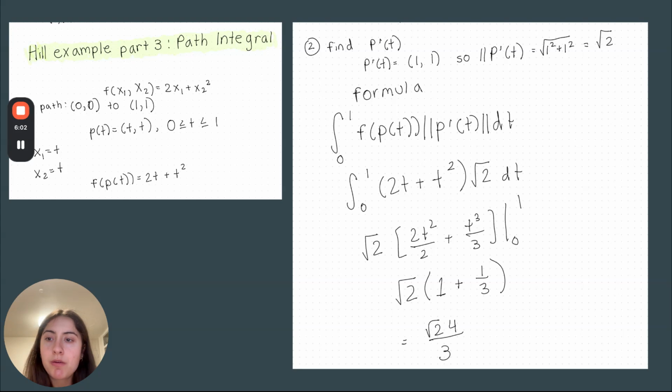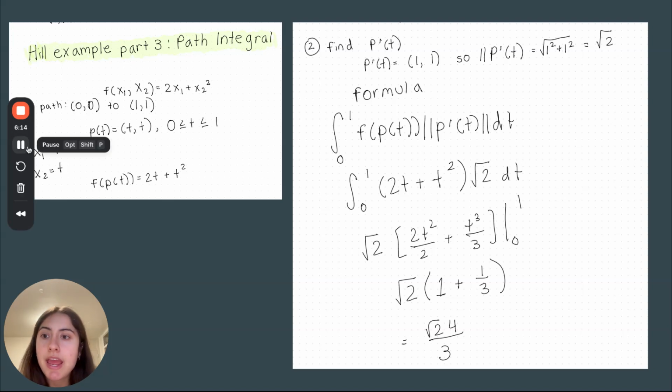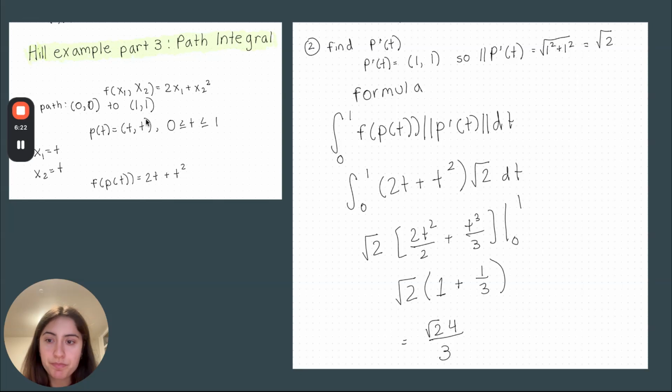Now we want to parameterize our function to this path. We'll define x1 equal to t because it corresponds to the x1 position here, and x2 equal to t as well because it corresponds to the x2 position. Now we will replace the t's into our original function, which will get us f of p of t equals 2t plus t squared.